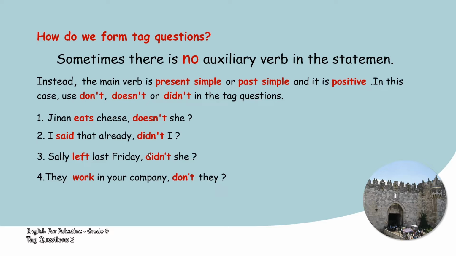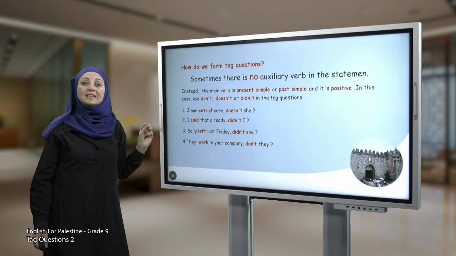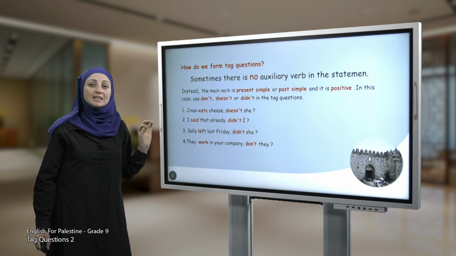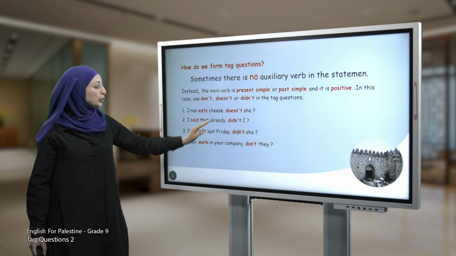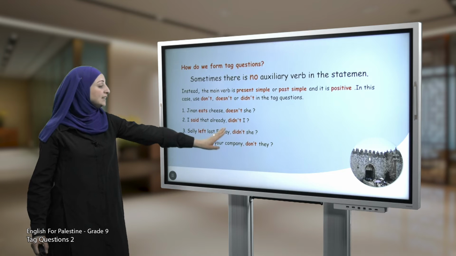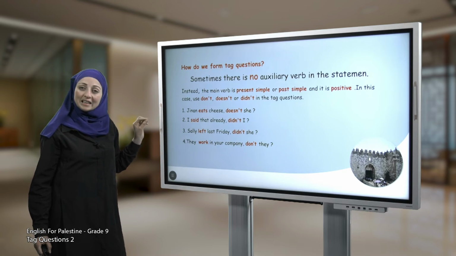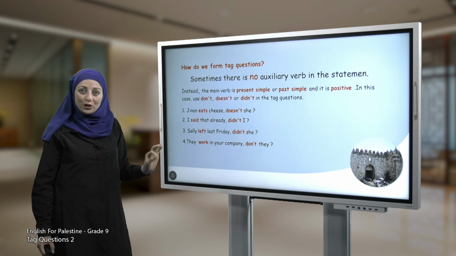Number two, I said that already. Where is the verb? The verb is said and said is in the past. So I will use didn't I. Number three, Sally left last Friday. And the tag question, didn't she? Because the verb here is left and left is a past simple verb.